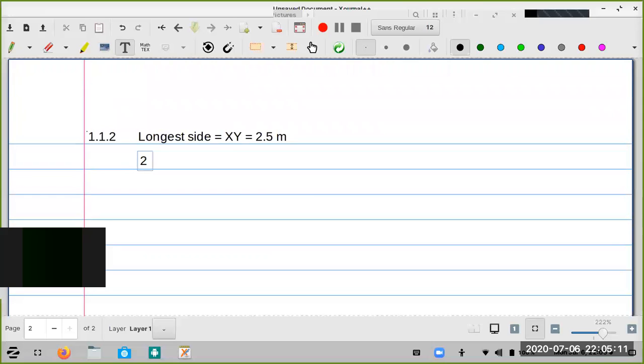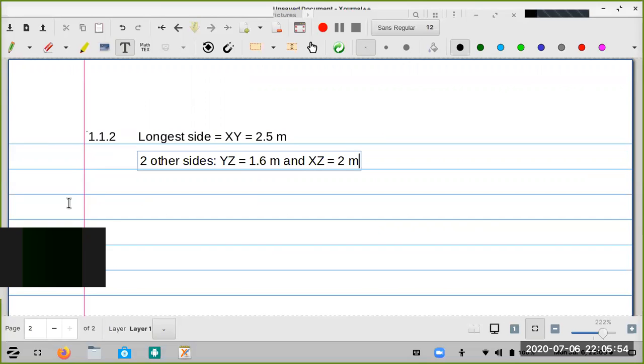Then the other two sides. Let me shorten it by just saying two other sides. My two other sides, we've got YZ, which is equal to 1.6 meters, and XZ, which is equal to 2 meters.